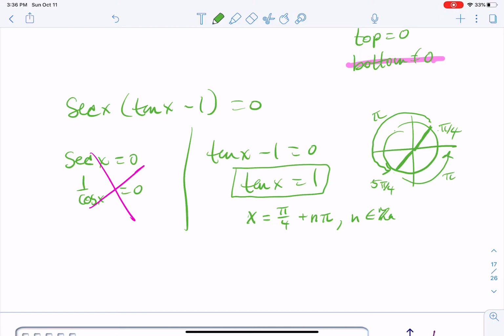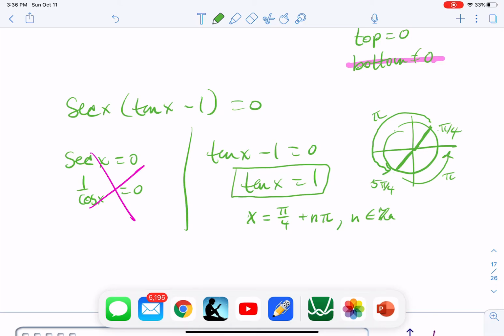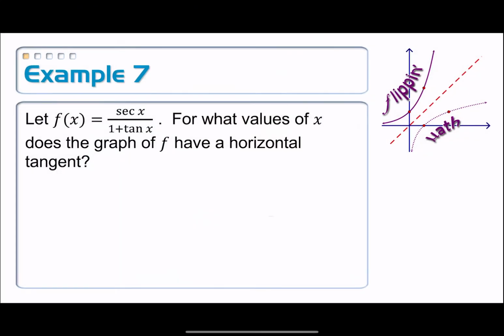All right, let's take a look at the graph of this and see how that plays out. In blue, you have the graph of secant x over 1 plus tangent x, and you can see that we have some horizontal tangent lines here. And where do they happen? They happen at, apparently, pi over 4, and then over here we have another one at, say, was it 5 pi over 4?